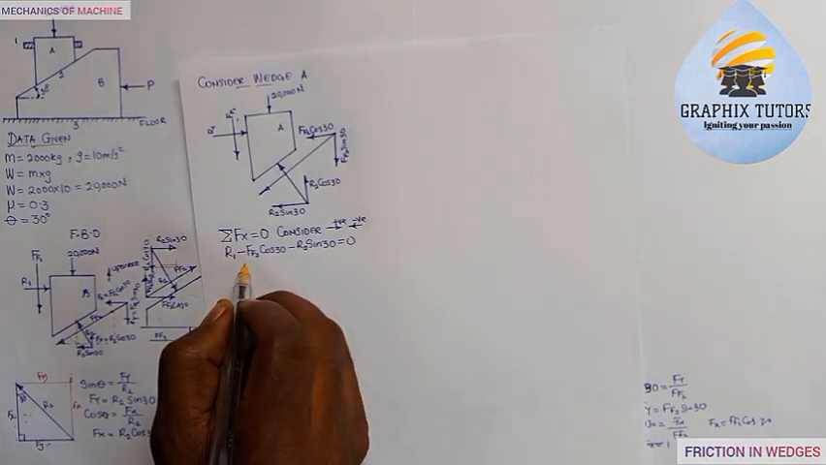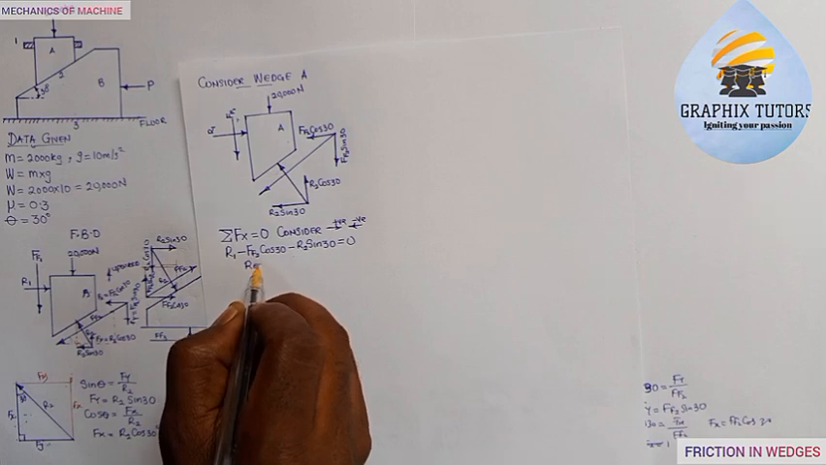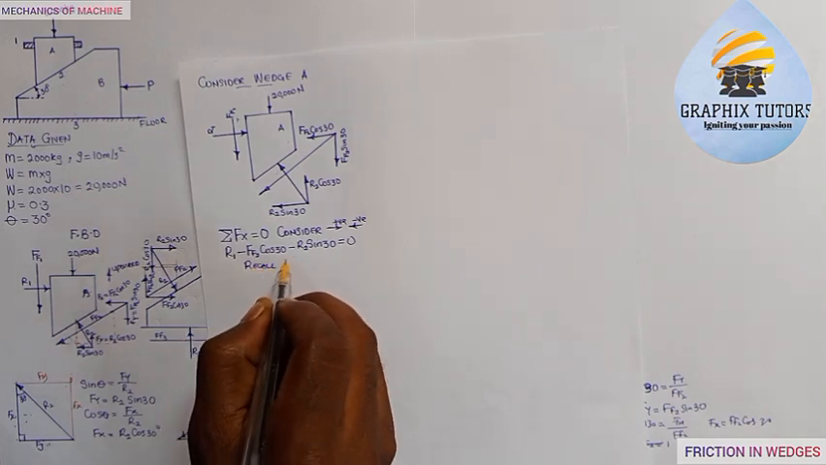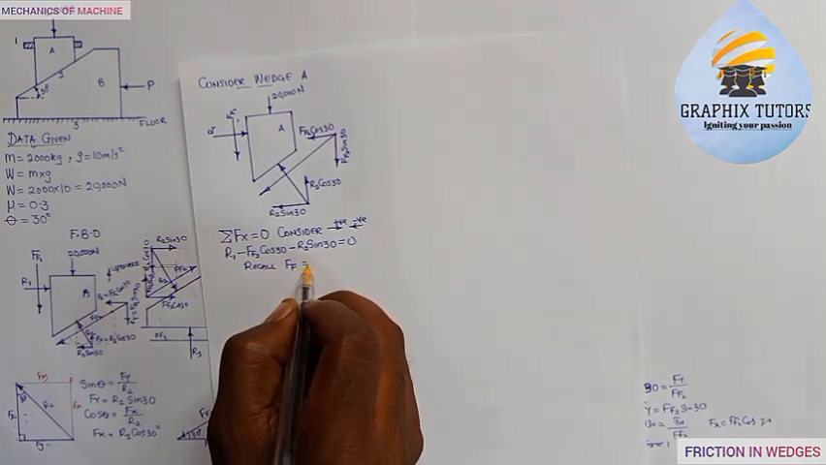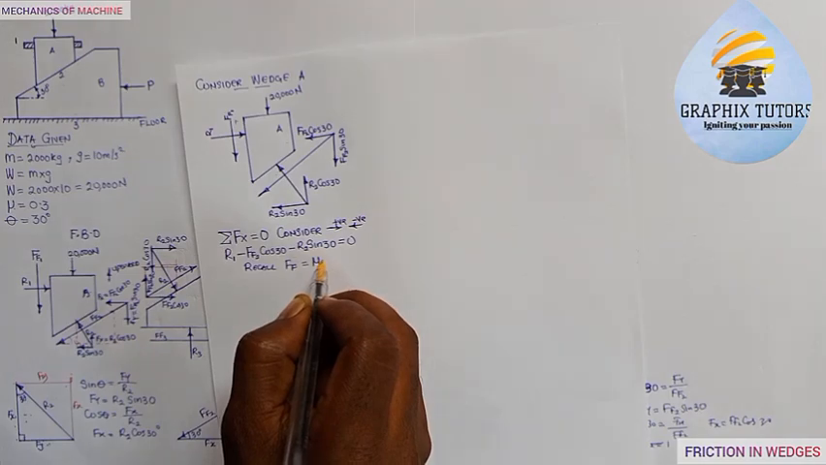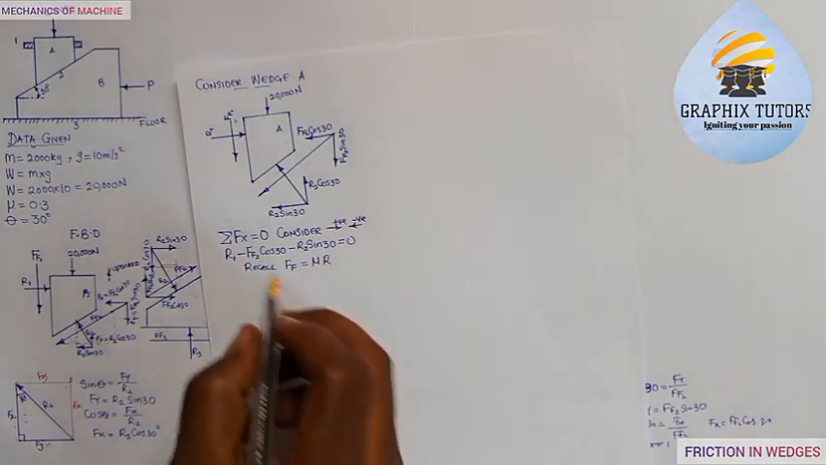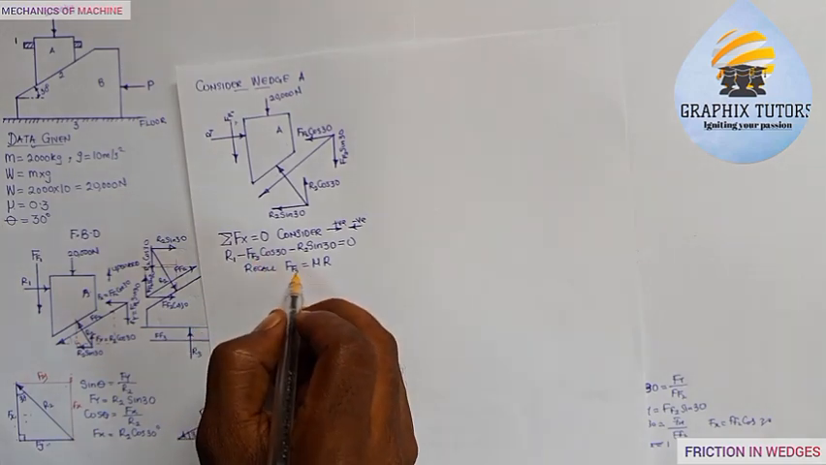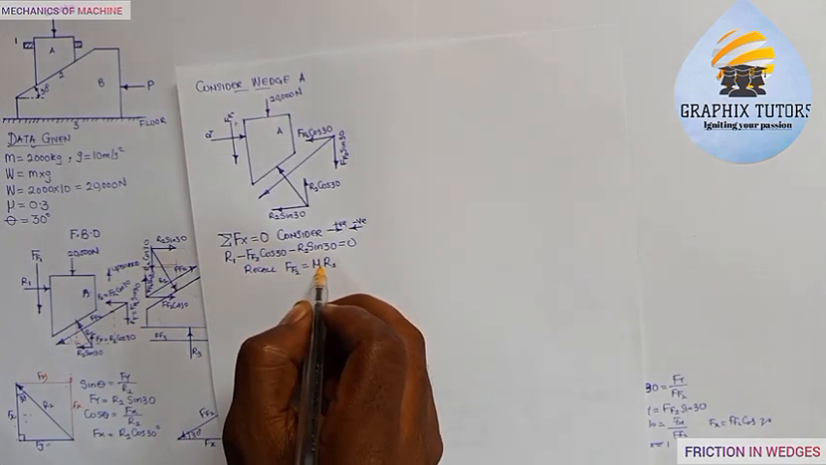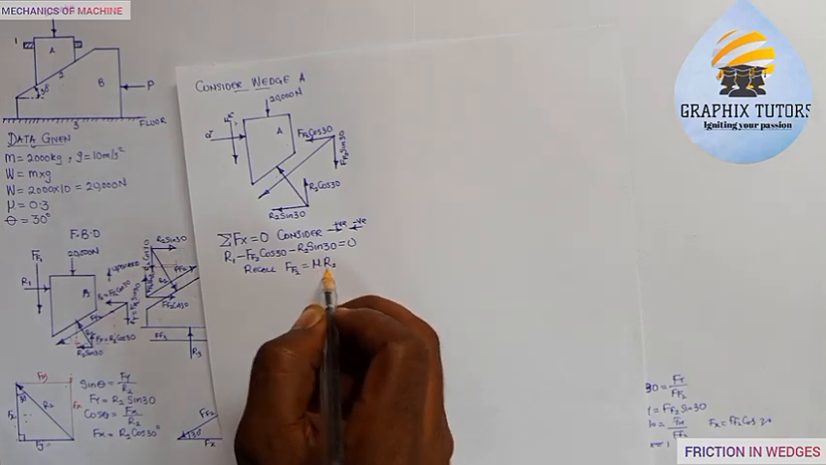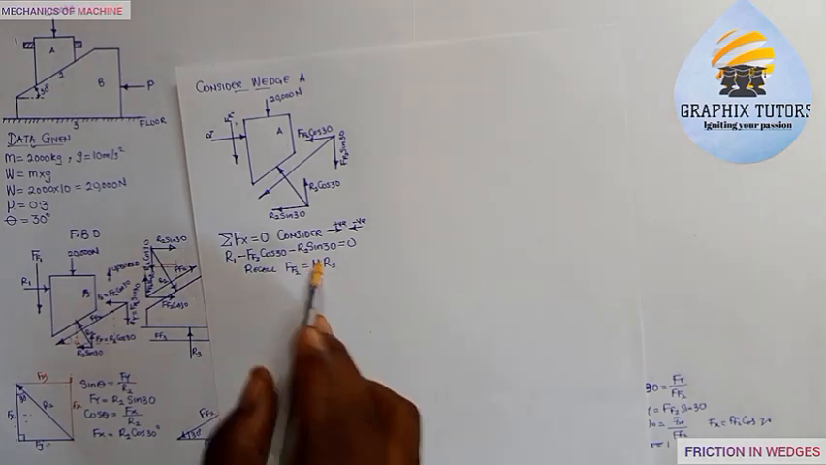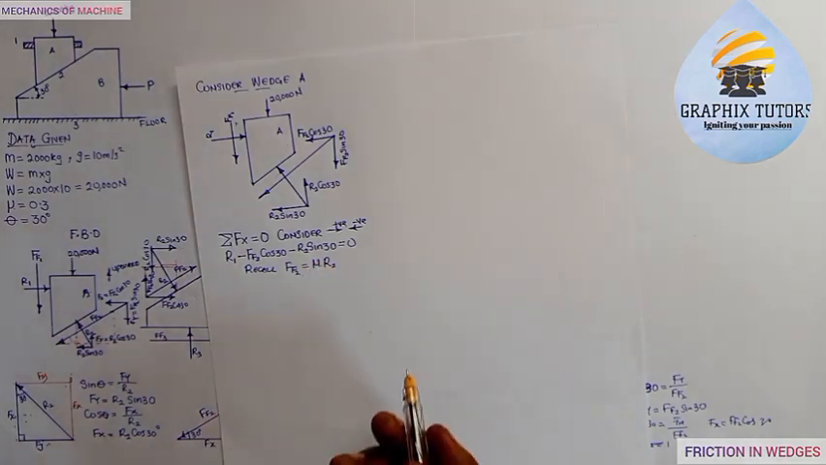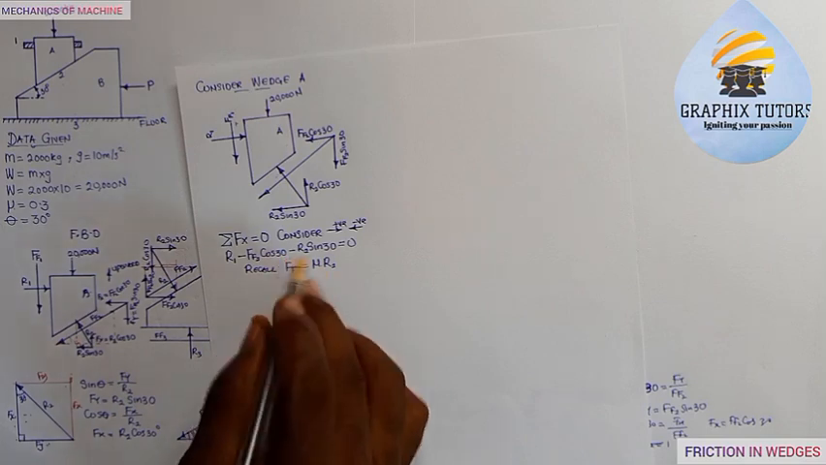Recall, we know that frictional force FF will give us coefficient of friction multiplied by R, the reaction. Since we are dealing with frictional force 2 here, this will give me mu2 R2. Since mu is the same for all quantities according to the equation, mu or mu2 is the same thing. So I'm going to implement this into the equation here.